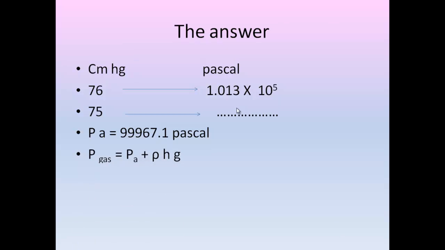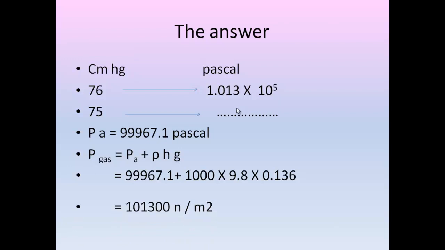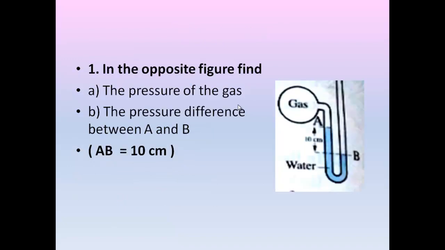Pressure of gas equals PA plus rho GH, because the free end is higher. PA, which we calculated here, plus rho 1000, G 9.8, H 0.136. By using a calculator, the pressure of the gas is 101,300 Newton per meter square. In this problem, the tricky part was that the pressure of air is not 76 centimeter mercury, it is only 75 centimeter mercury.